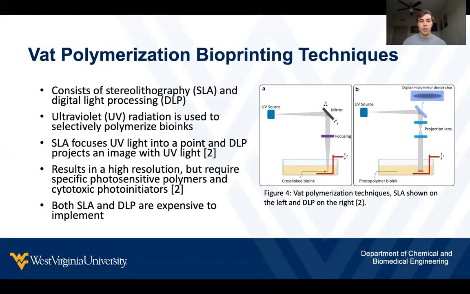polymerizes the photopolymer. This technique is useful because it has a high resolution, but it does require specific photosensitive polymers, and it does contain cytotoxic photoinitiators, which can inhibit the use for bioprinting. Another drawback is that both SLA and DLP are fairly expensive to implement and use.